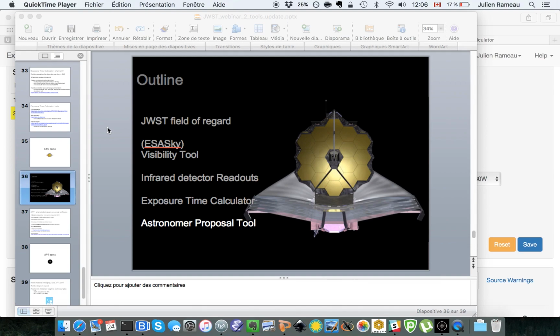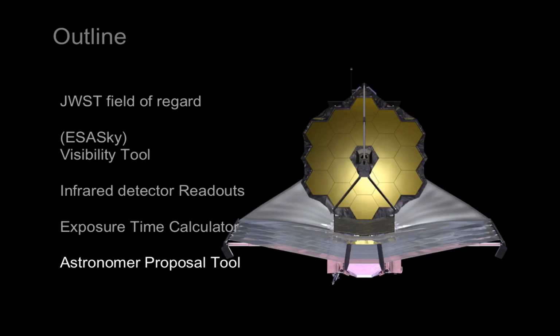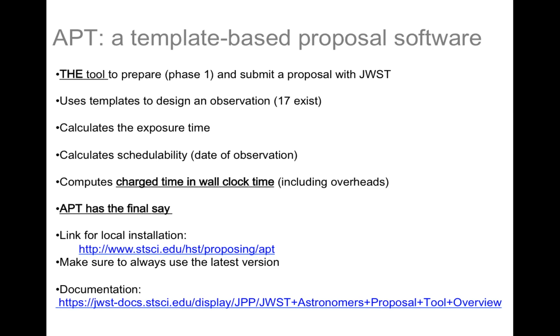So let's move to the Astronomer's Proposal Tool, the APT. The APT is the software that you need to use to submit a James Webb proposal. Okay, it's a template-based software. There are 17 different templates, basically corresponding to different instrument configurations.